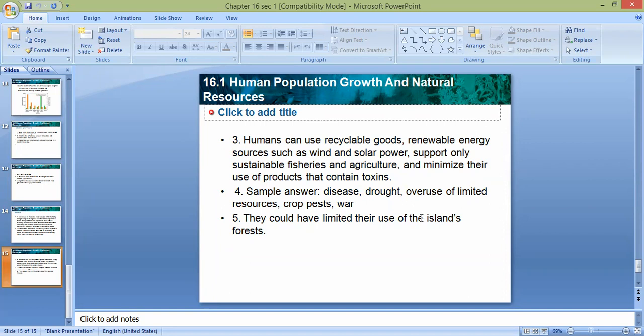So many living things, maybe birds, maybe insects, migrate to other places. They keep cutting the trees, and these huge trees take thousands of years to grow again and become huge. So they cut the trees before they can be replenished. So how could they have prevented what happened to them? If they limited their use of the island forest.